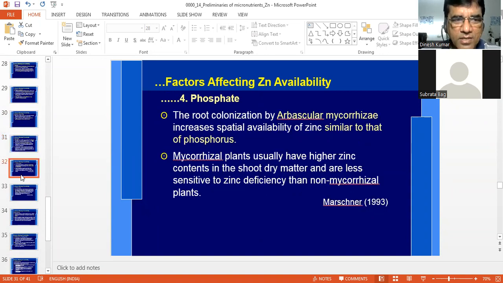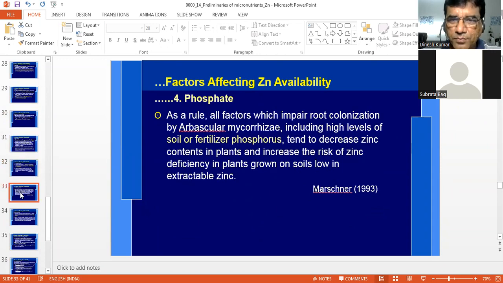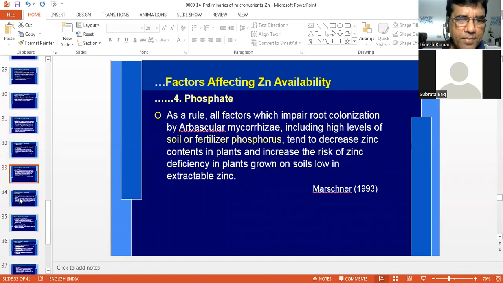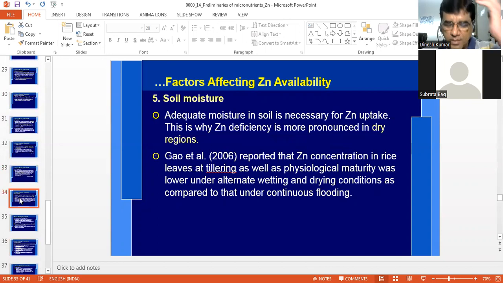The root colonization, just leave it. I will discuss later the role of mycorrhiza in phosphorus and zinc uptake, but they are very, very important. If you have sufficient mycorrhizal growth on the roots, then it increases availability of both zinc as well as phosphorus.